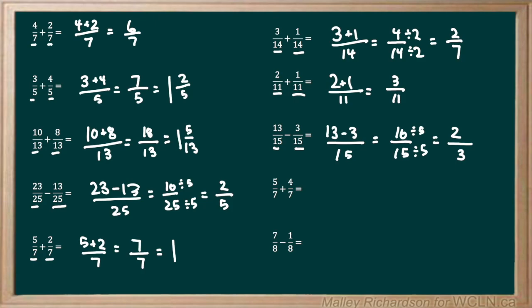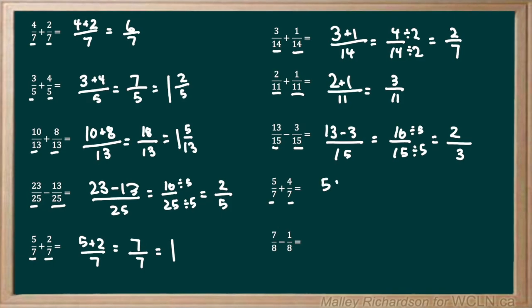Now we have 5 over 7 plus 4 over 7. They have the same denominator again, so we are just going to add our numerators. So we have 5 plus 4 all over 7. Where 5 plus 4 gives us 9, and we're left with 9 over 7.